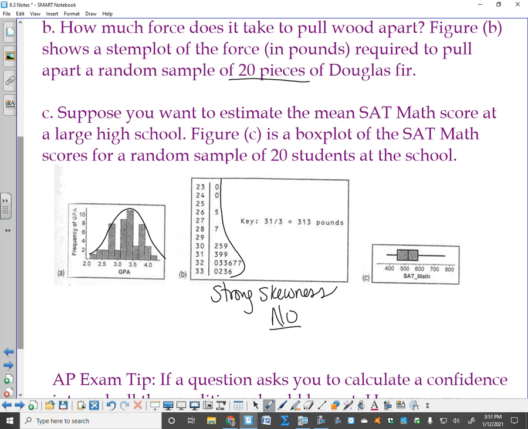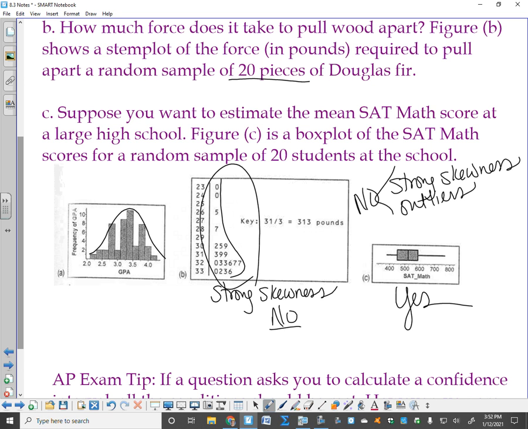C, suppose you want to estimate the mean SAT math score at a large high school. Figure C is a box plot of the SAT math scores for a random sample of only 20 students, so CLT does not apply. And I know that that looks slightly right skewed, but it has to be strongly skewed. So this would pass. It has to show strong skewness or outliers for it to be a no. This is strong skewness.